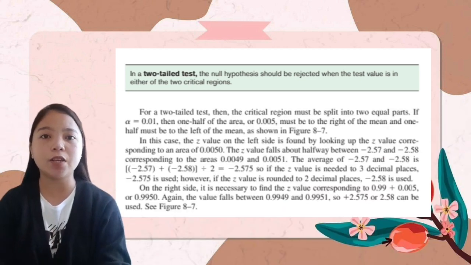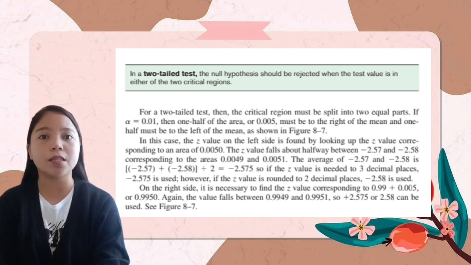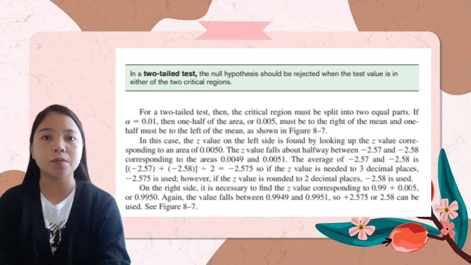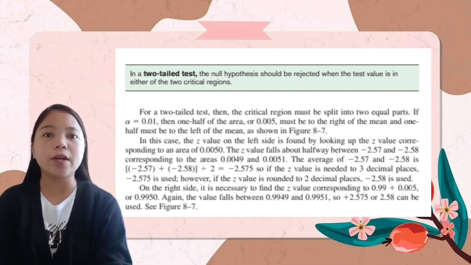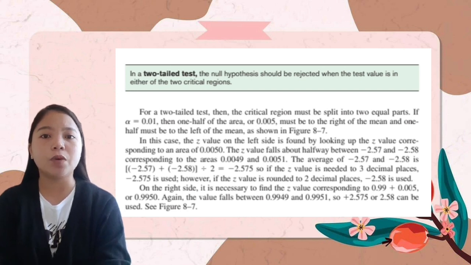In this case, the z-value on the left side is found by looking up the z-value corresponding to an area of 0.0050. The z-value falls about halfway between negative 2.57 and negative 2.58, corresponding to the areas of 0.0049 and 0.0051. The average of 2.57 and 2.58 is 2.575, so if the z-value is needed to 3 decimal places, 2.575 is used. However, if the z-value is rounded to 2 decimal places, 2.58 is used. On the right side, it is necessary to find the z-value corresponding to 0.995, or 0.9950. Again, the value falls between 0.9949 and 0.9951. So we have 2.58.